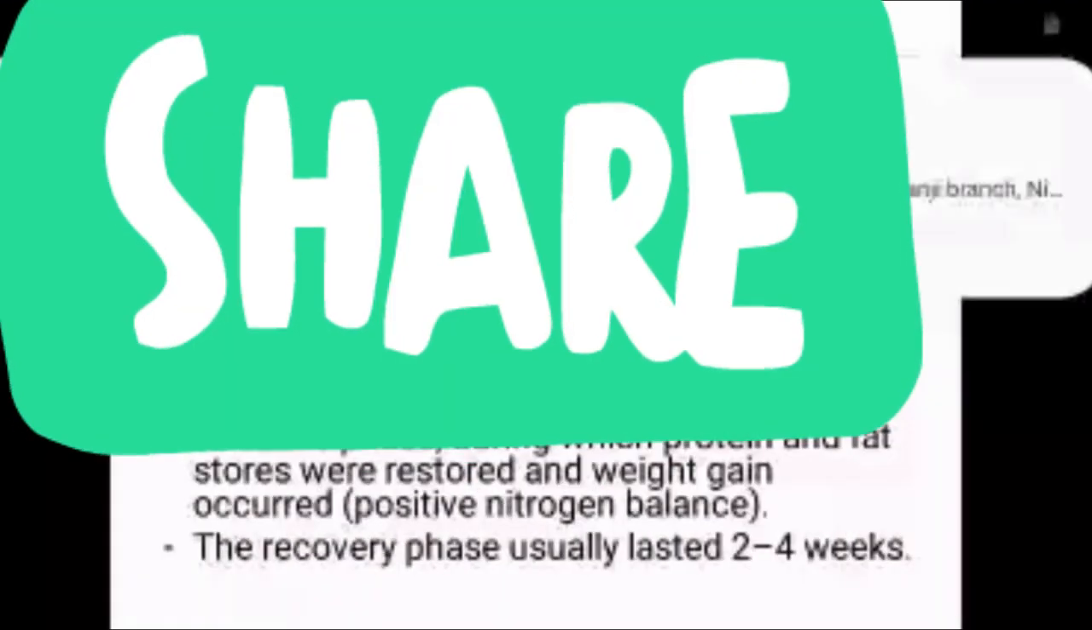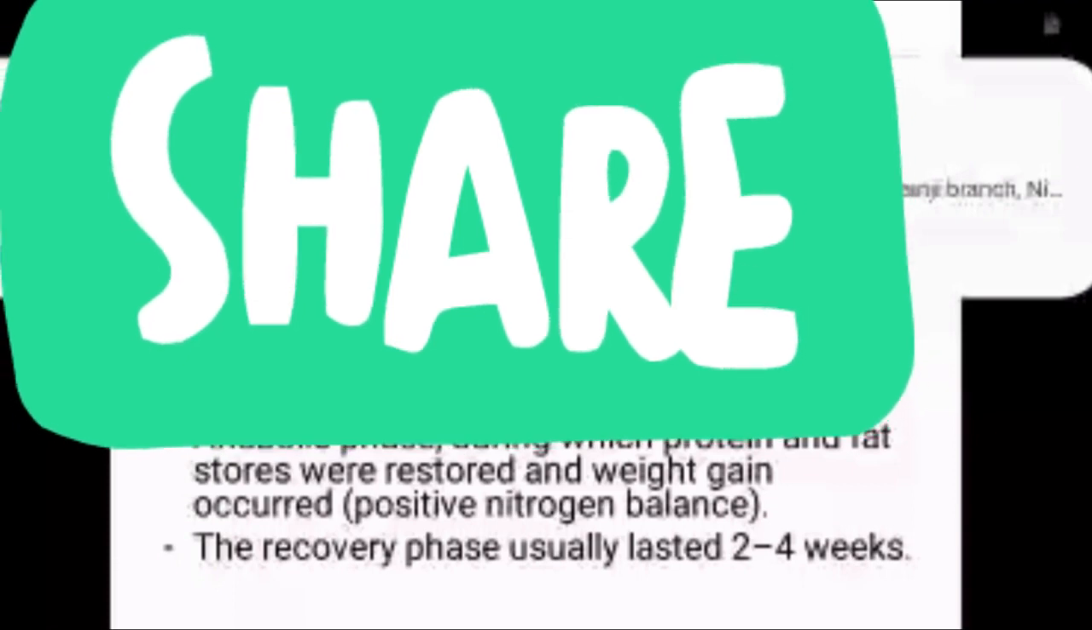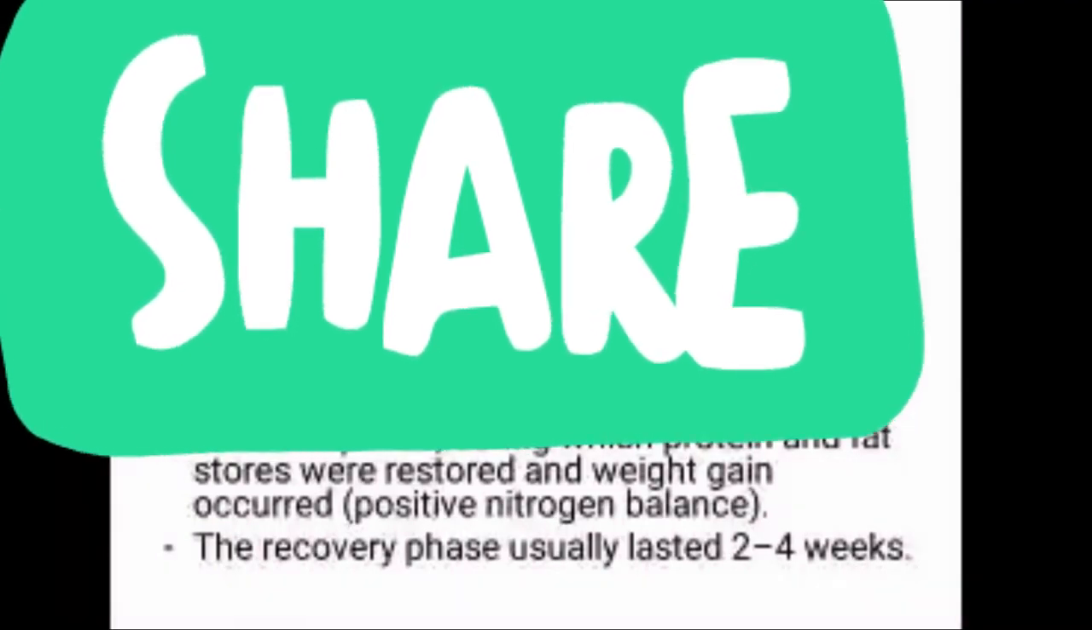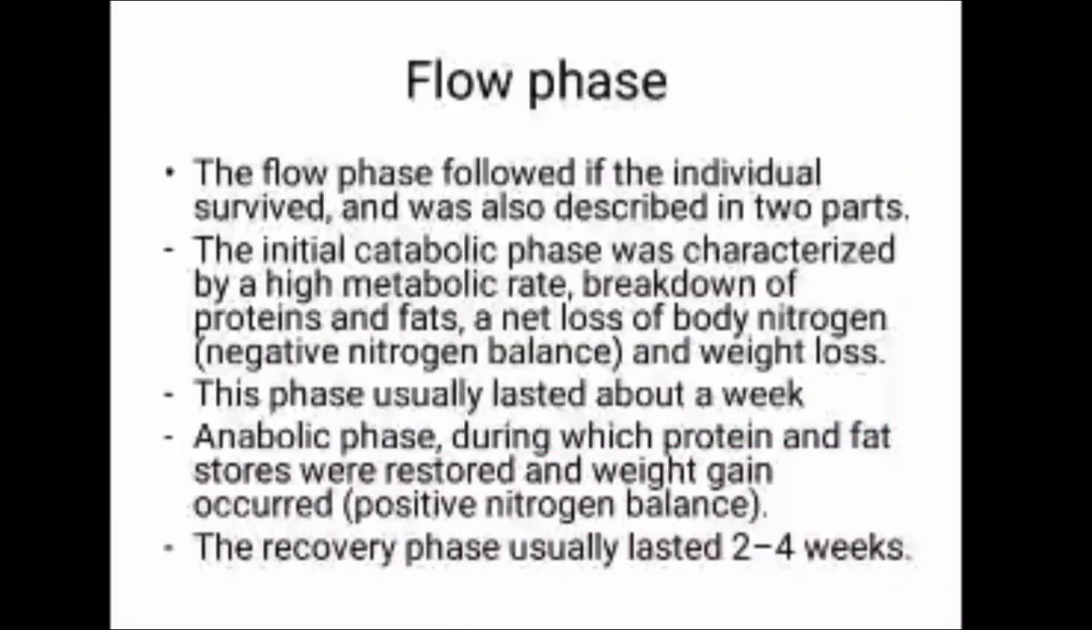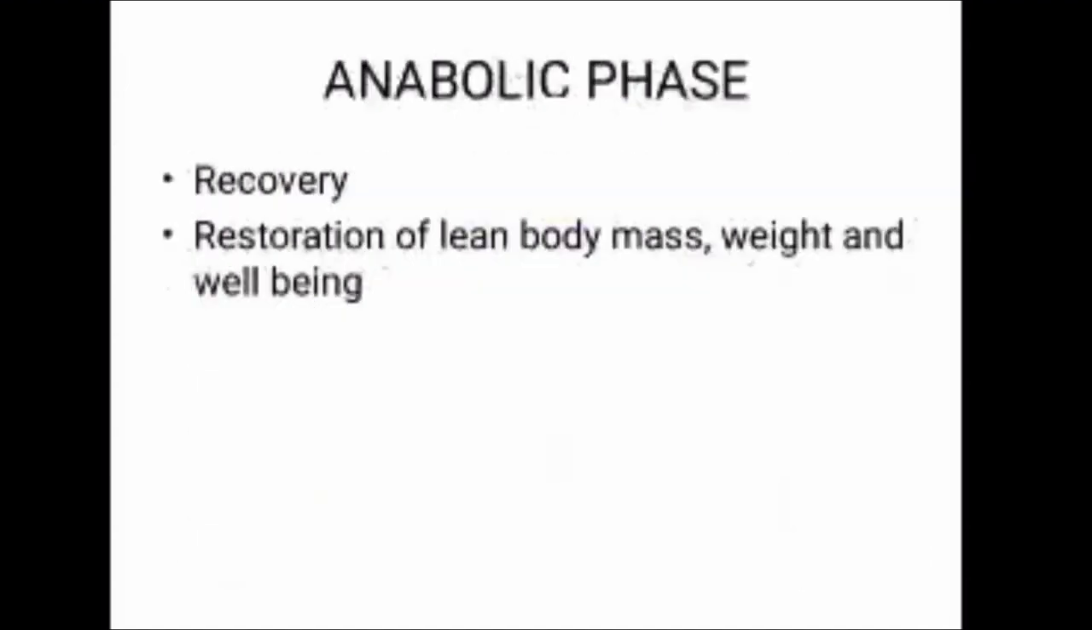The flow phase is described in two parts. The initial catabolic phase is characterized by a high metabolic rate, breakdown of proteins and fats, and a net loss of body nitrogen. In this case, there will be negative nitrogen balance and weight loss. This phase usually lasts for about a week or so. Then the anabolic phase, in which protein and fat stores are restored, with weight gain and positive nitrogen balance, lasts between 2 to 4 weeks. The recovery phase is otherwise known as the anabolic phase, when the body gains weight.